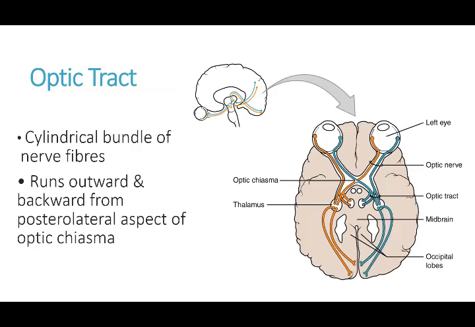Now the optic tract is a cylindrical bundle of nerve fibers. They run outwards and backwards from the posterolateral aspect of the optic chiasma, and they end in the lateral geniculate body.